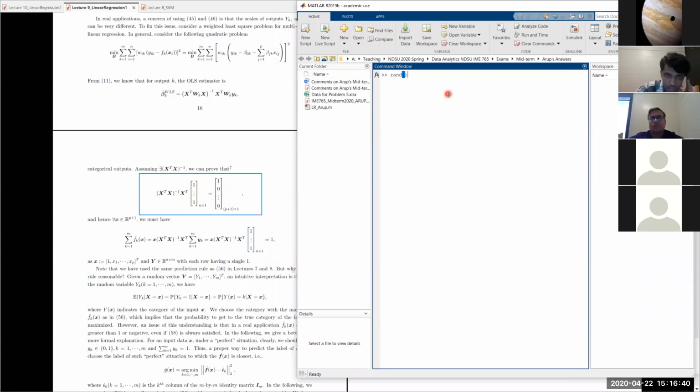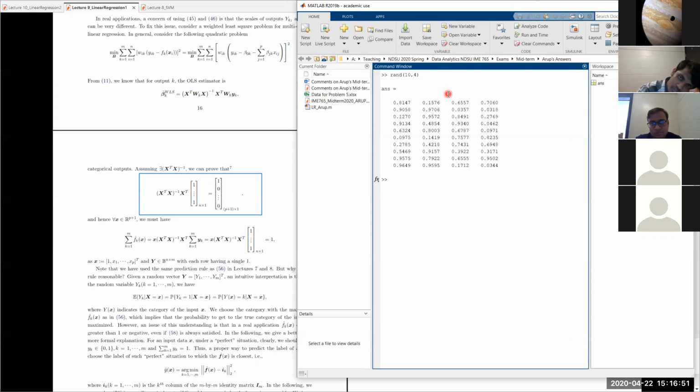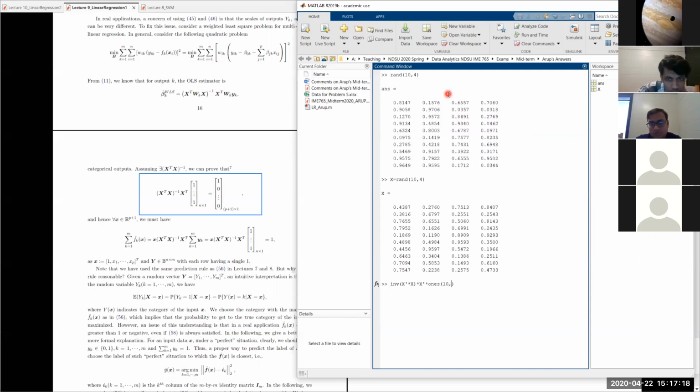Makes it really easy. Okay, let's suppose X is a random matrix of, for example, 10 rows and 4 columns. Now, X equals this. Then let's calculate what's going to happen. Let's calculate X prime times X, inverse, and then times X prime, and times ones of how many rows do I have? I have 10 rows, one column.